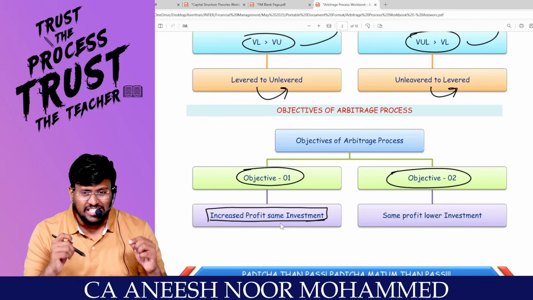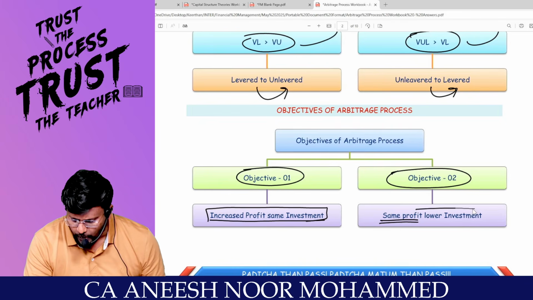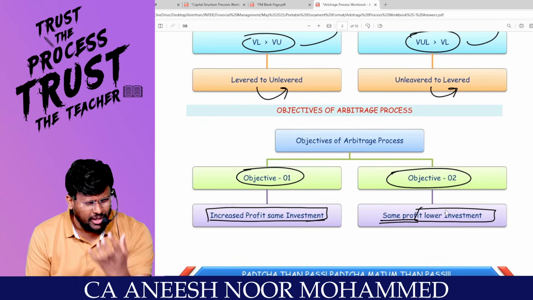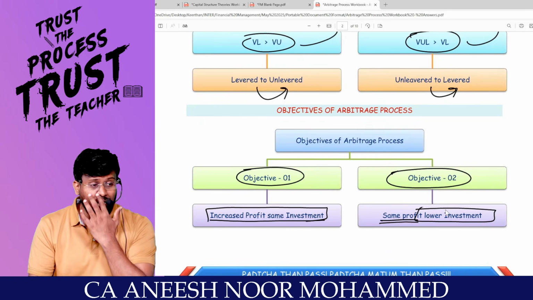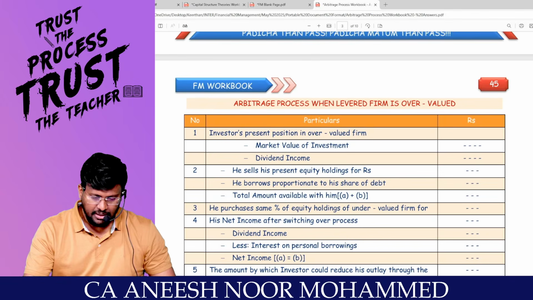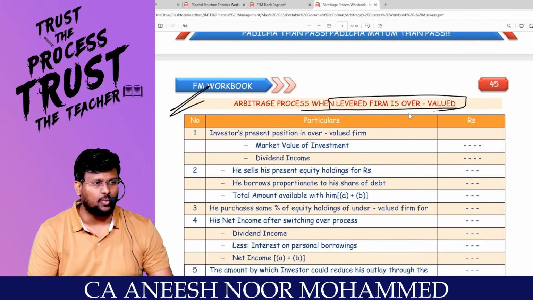That means I want the same profit with what investment? Lower. Why do I have to invest this much amount to get 2,40,000? If I invest a lesser amount than this, I can still get 2,40,000. Correct? Yes, sir. Sir, how does the arbitrage process work when the levered firm is valued higher?